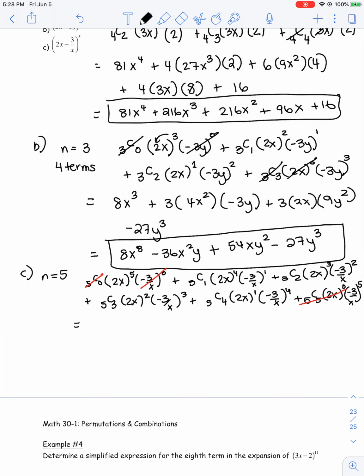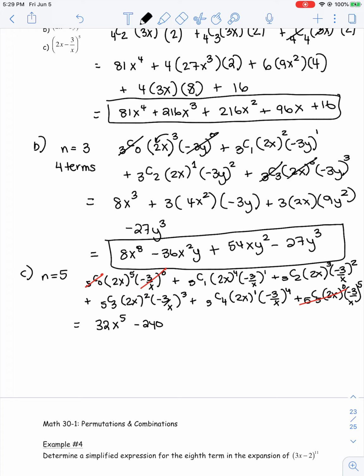Save ourselves some time. And our first term, so 2 to the power of 5 is 32. So we have 32 and x to the power of 5. Then our second term is actually going to be 5 times 2 to the power of 4 times negative 3 to the power of 1. So all those numbers will actually multiply to give me negative 240.